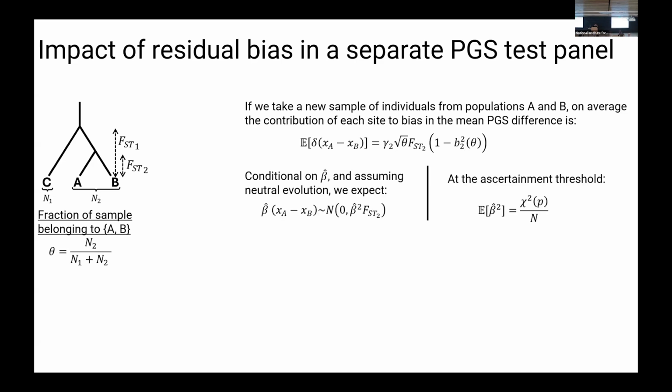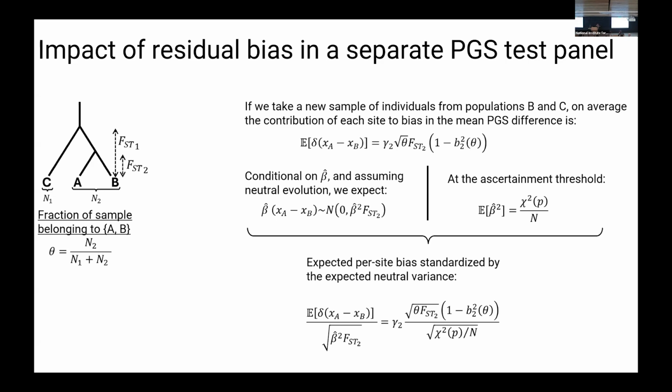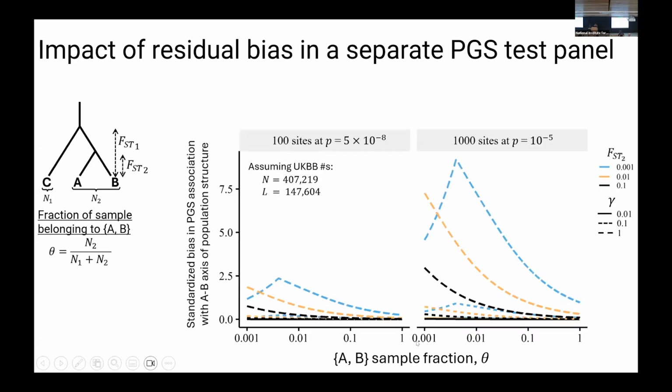We do some conditioning to standardize our measure, and we take into consideration the fact that we're ascertaining the sites. For simplicity, we assume we're taking sites just at the ascertainment threshold. Then we find that the expected per-site bias in the polygenic score, standardized by the neutral expectation, looks like this expression on the right. If we plot this, assuming we have a trait, we're using the canonical p-value of 5 times 10 to the minus 8, and we include only 100 sites, you can see the non-monotonic behavior also appearing in the bias in the polygenic score.